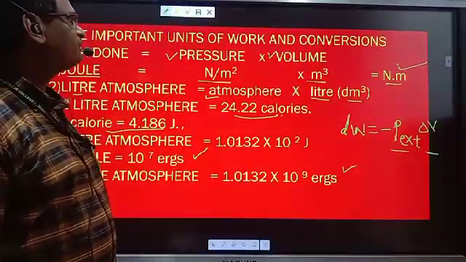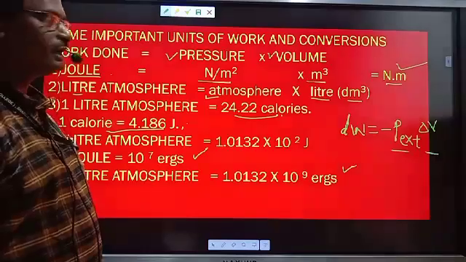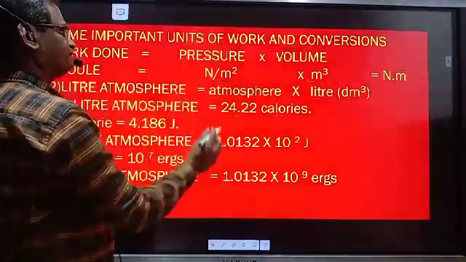Most of the part on this slide you have to learn by heart.